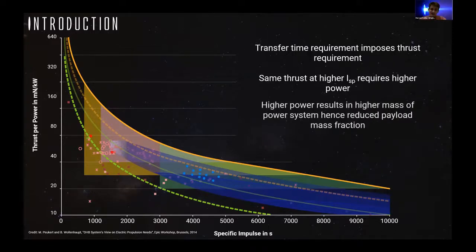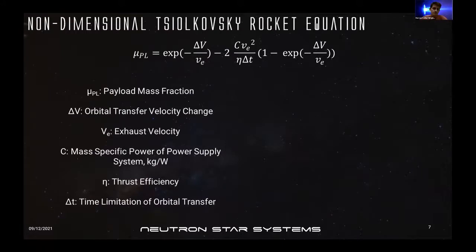However, this actually means that we need a heavier power system, because we need more solar arrays, more cabling, and more electronics. So this in turn also needs to be considered when you look at the overall mass fraction of the spacecraft. Essentially what I'm trying to get at with this chart is that we also need to consider the power system mass when we look at any electric propulsion orbital transfers. This can be done with this equation. I'm not going to go into too much detail on how it's derived, because this would take several hours.